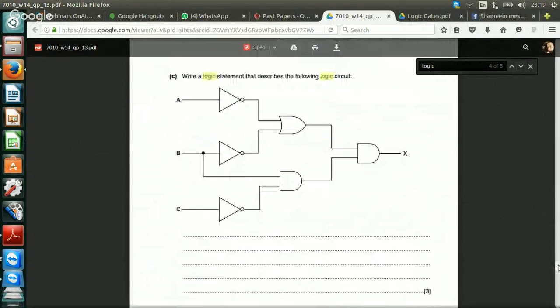Write the logic statement and describe the following logic circuit. So you just have to write down the logic statement. That's pretty easy. This is the inverse thing. You have to write down the logic equation, and then you have to write down the logic statement. Just like we used to make the logic circuit out of the logic equation, and we make the logic equation out of the logic statement. So how we're going to do that is pretty easy. Let's do it.